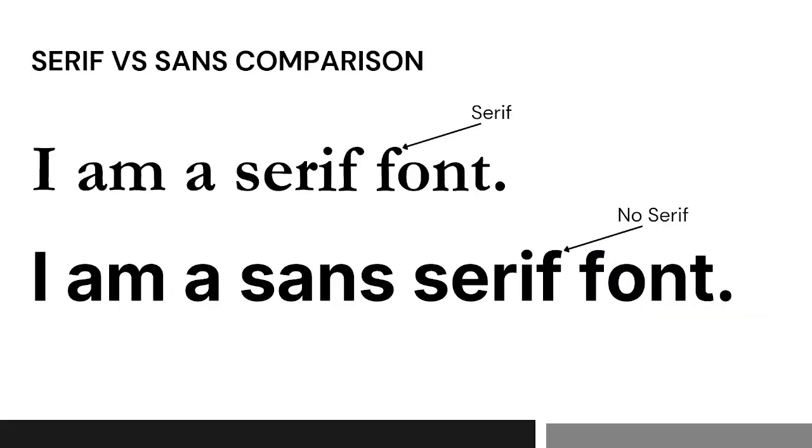Now, I put a side-by-side comparison here. The first one says, I am a serif font. This is an example of a serif font, and this is the serif here at the edge, the curved stroke or line at the edge. And this one here says I am a sans serif font. This one here doesn't have a curve, unlike the first one.